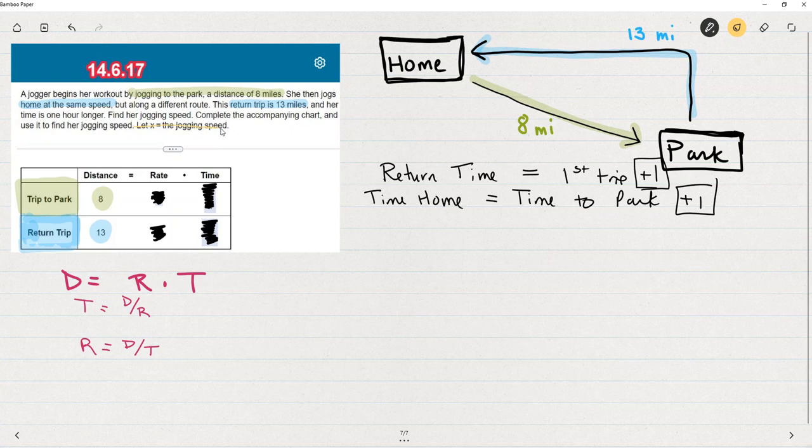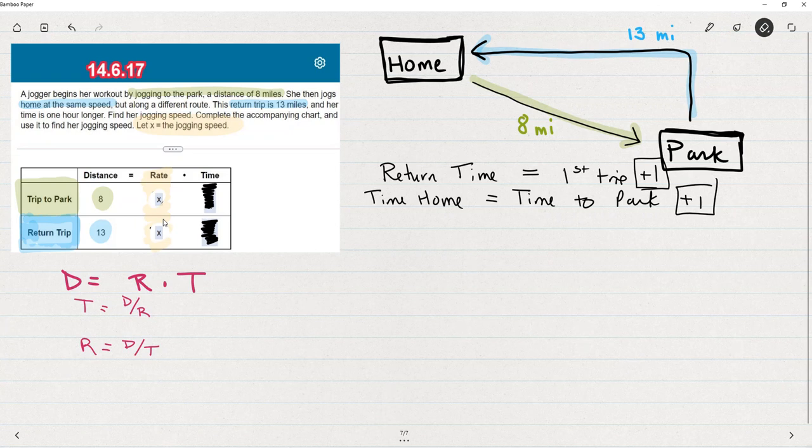We're given that we should let x equal the jogging speed. That's the rate. So I'm going to let x equal the rate. And it's the same rate there and back. So the x is the same both ways. What I don't know is time.